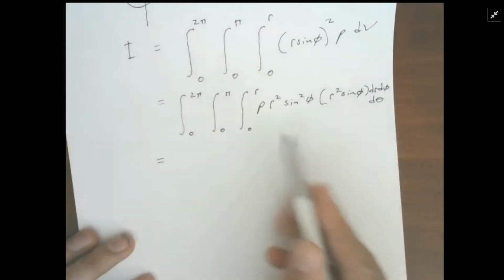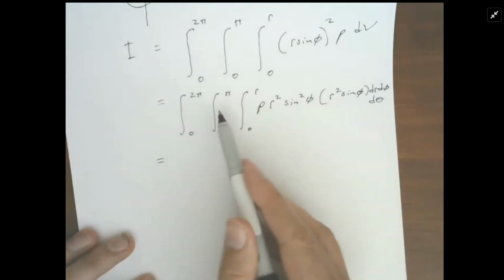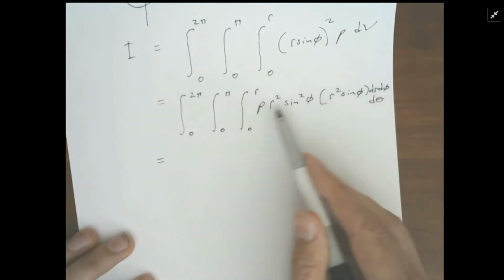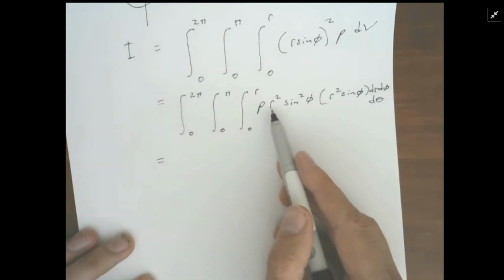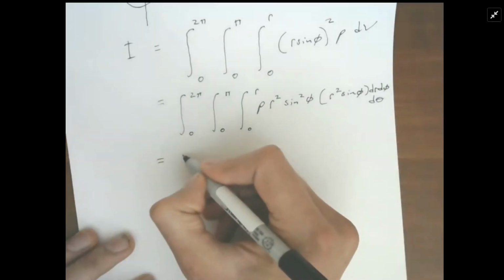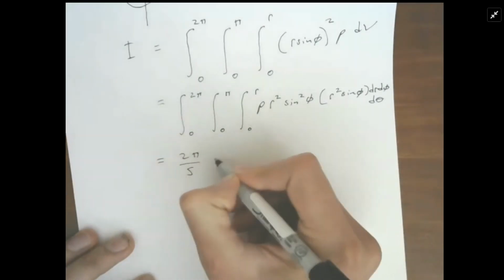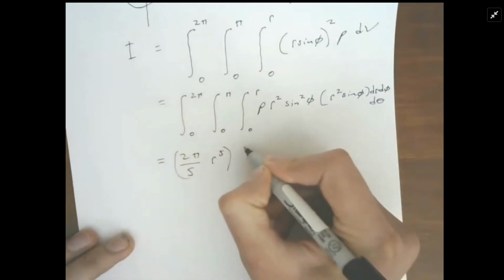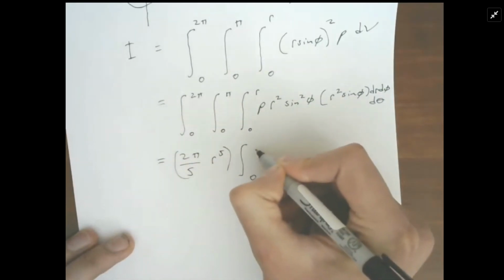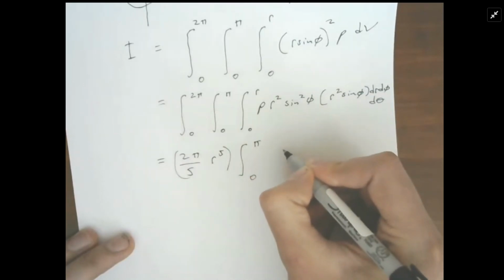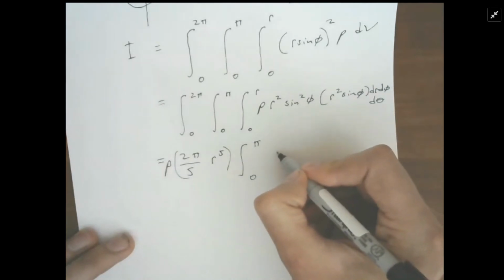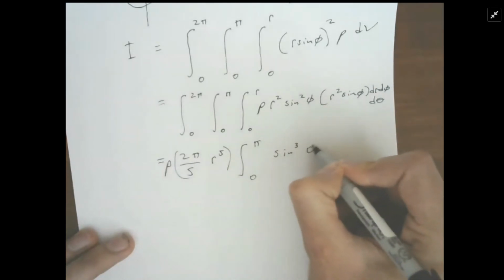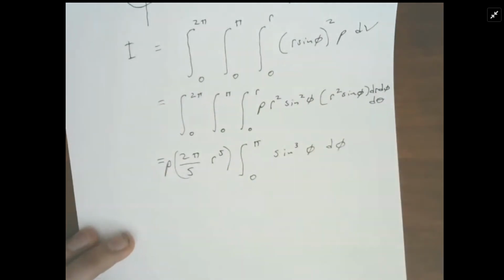Immediately, I'm going to skip a few steps. I know that theta is not really involved in this function, so I'm just going to multiply the whole thing by 2 pi. And I know that r stands alone, so I can just integrate that. So in the front, I'm going to have 2 pi divided by 5 r to the 5th. And this whole thing is multiplied by an integral over phi. I also have a density in front, rho. And that's just going to be sine cubed of phi d phi.